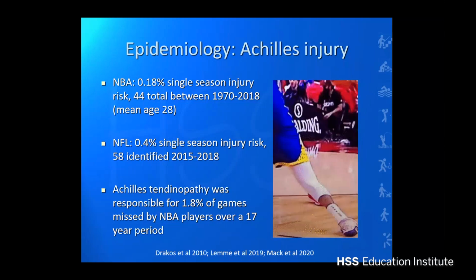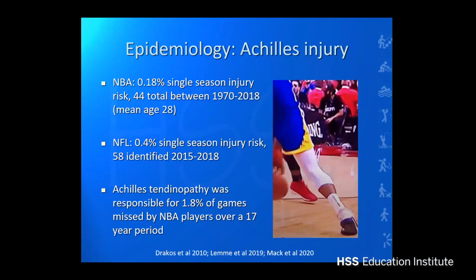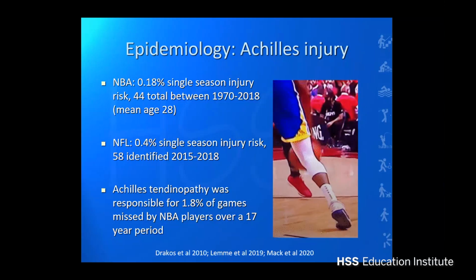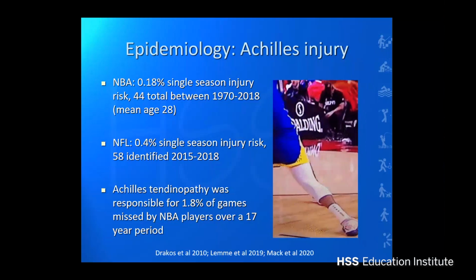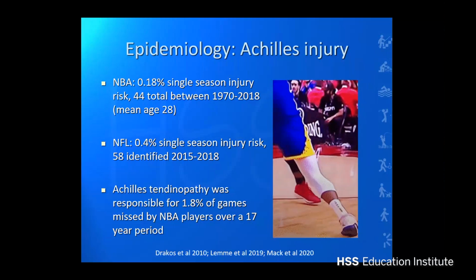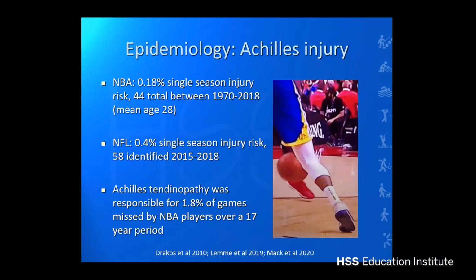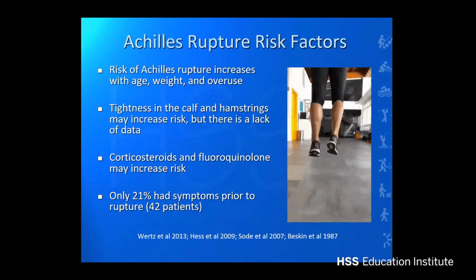In the NBA, you hear about it, but the risk is overall really low. It's less than 1% in both the NBA and the NFL. But Achilles tendinopathy or Achilles tendinitis was responsible for about 2% of injuries across the board. And again, these are more common in jumping type sports, like basketball. So what are your risk factors?